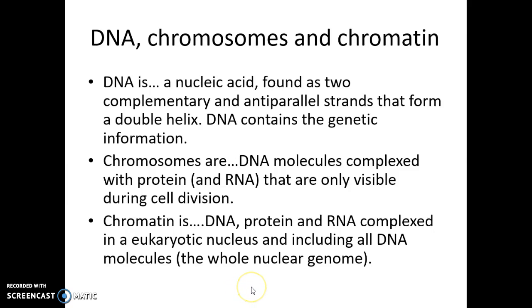All right, so let's consider 3 definitions here, because I want to talk about the term chromosome and chromatin next. So DNA is what? It's a nucleic acid. There are 2 nucleic acids, DNA and RNA. Okay, deoxyribonucleic acid. NA is for nucleic acid, one of the categories of macromolecules that you should know about. It is always found as two complementary and antiparallel strands that form a double helix, at least this is true in cellular genomes. And it contains the genetic information. We already know a lot about DNA and how that flow of genetic information works.